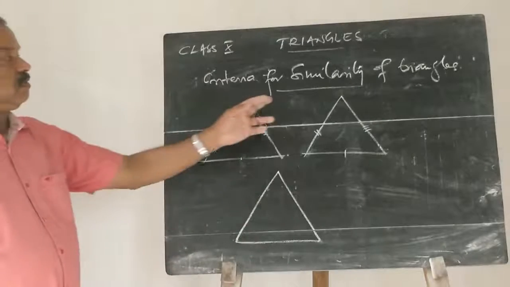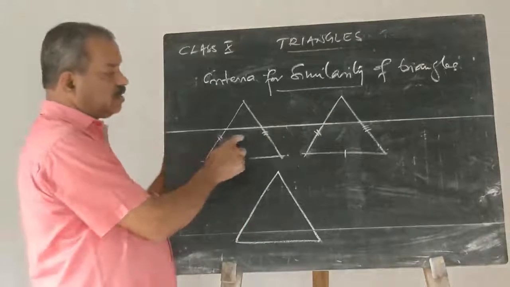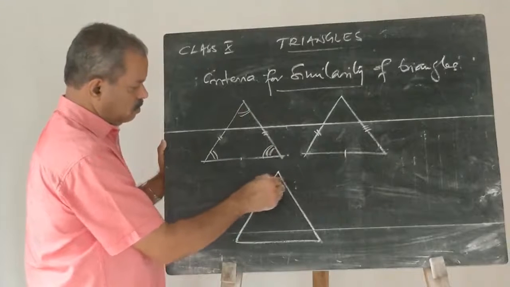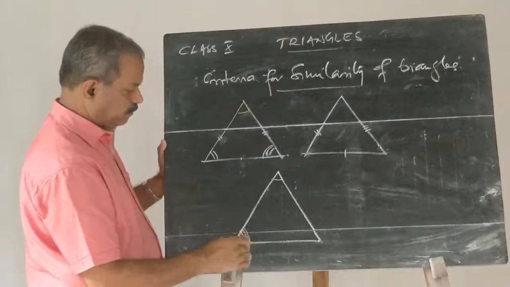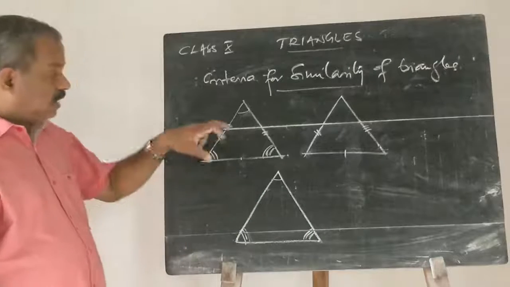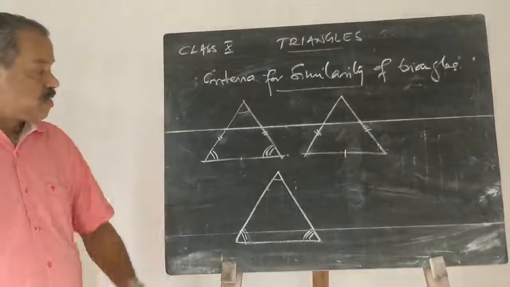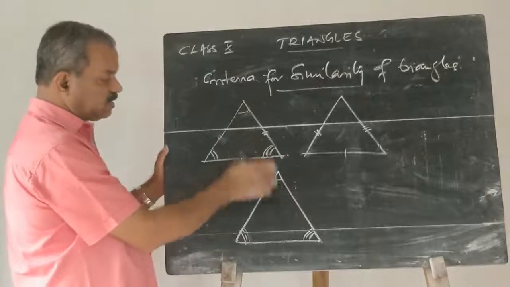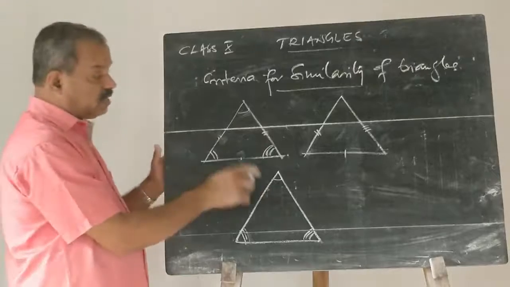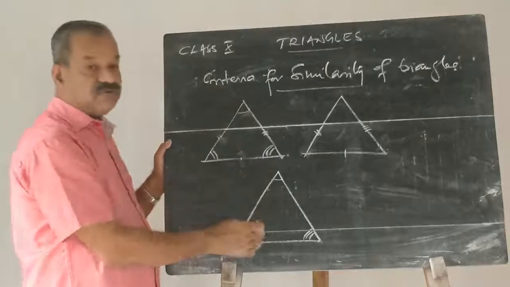What are the properties of similarity of two triangles? Properties are this: if three angles of one are equal to three angles of another, and the corresponding sides are proportional. Three corresponding sides are proportional to three corresponding sides of another. Here, suppose we are given two triangles of different sizes. If all the three angles are equal, then we can see that their sides will also be proportional.